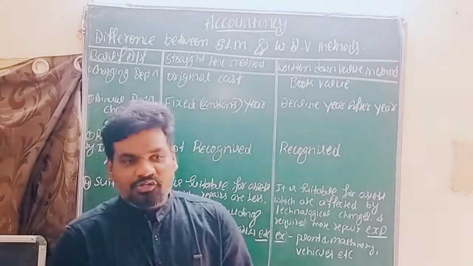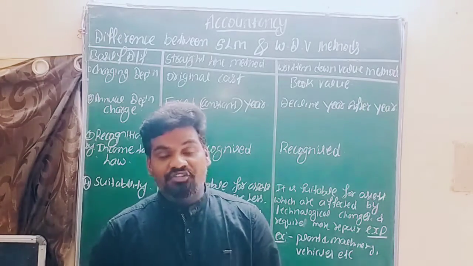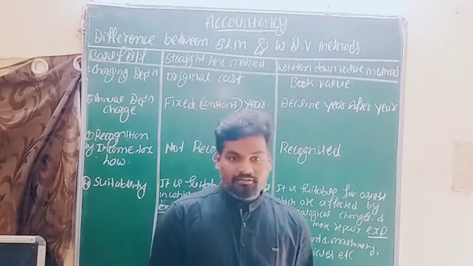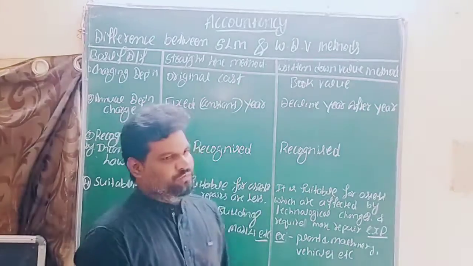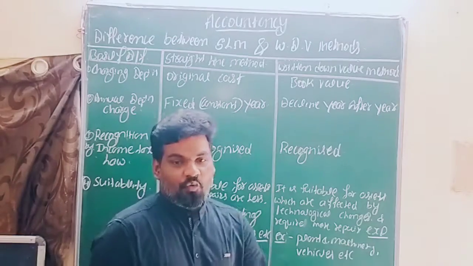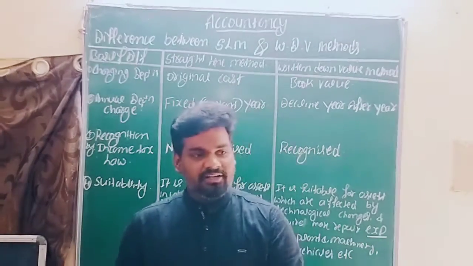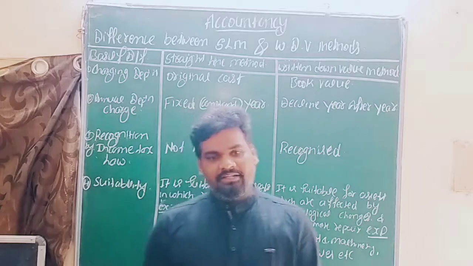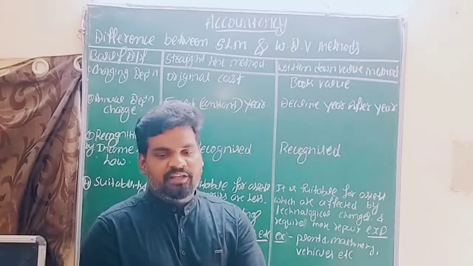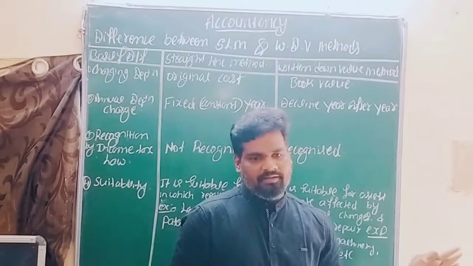So in the previous class, we discussed the meaning of the original cost method, I mean the straight line method, and the meaning of the written down value method. So in this session, we will discuss the various differences. What is the difference between the straight line method and the diminishing balance method? We already know the meaning of the straight line method.